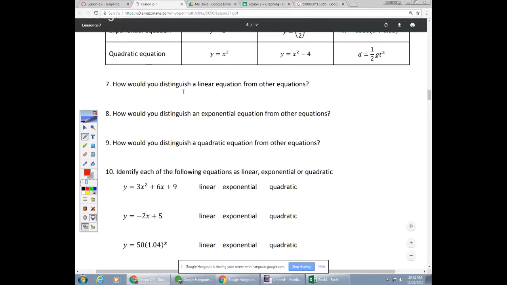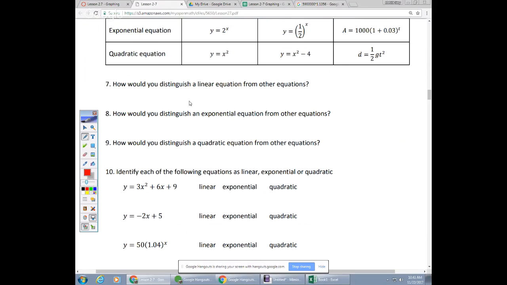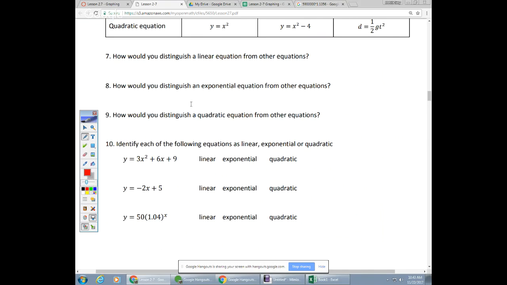So here it says, how would you distinguish a linear equation from the other equations? So a linear equation, you just have a multiple of x. That's one. There's no powers, and there's no exponents. Okay, so those are some things I would say about it. Exponential equations, the variable is in the exponent. That's the key thing there. And a quadratic has a second power.